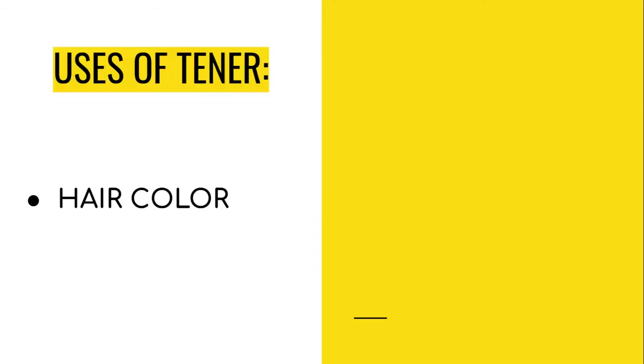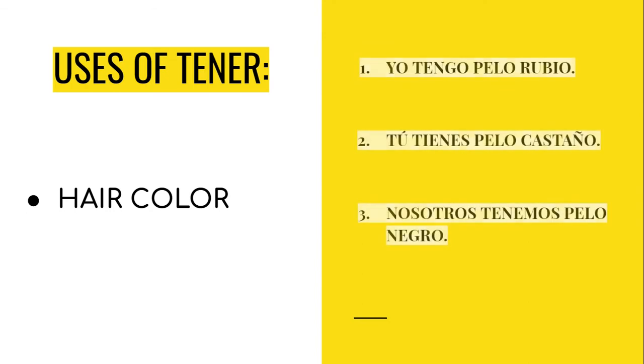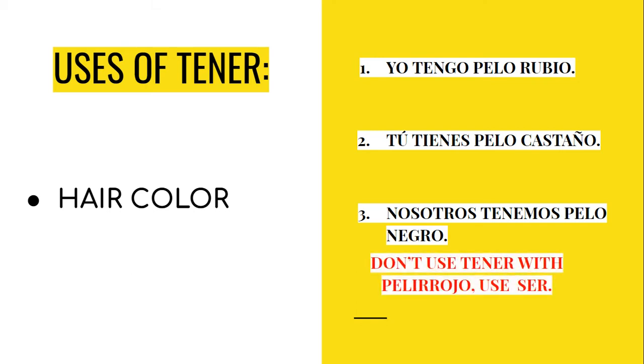All right. Another use of tener is hair color. So we say yo tengo pelo rubio. I have blonde hair. Tú tienes pelo castaño. You have brown hair. Nosotros tenemos pelo negro. We have black hair. But we don't use tener with the word pelirrojo. Pelirrojo is an adjective that means red-headed. So we use ser. We would say yo soy pelirrojo.